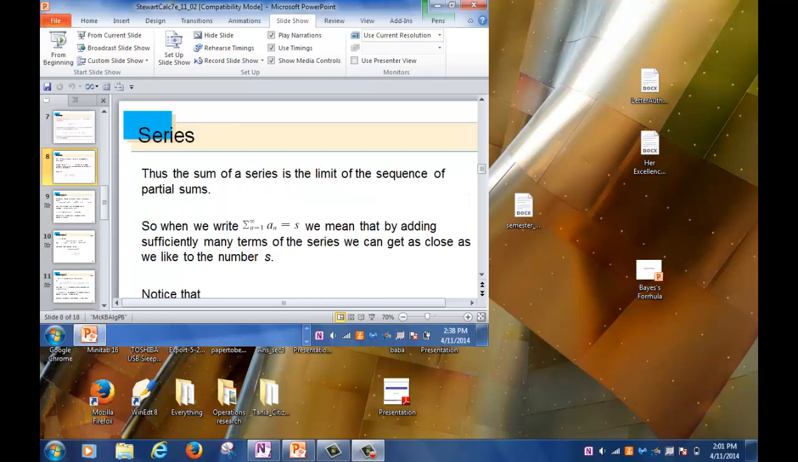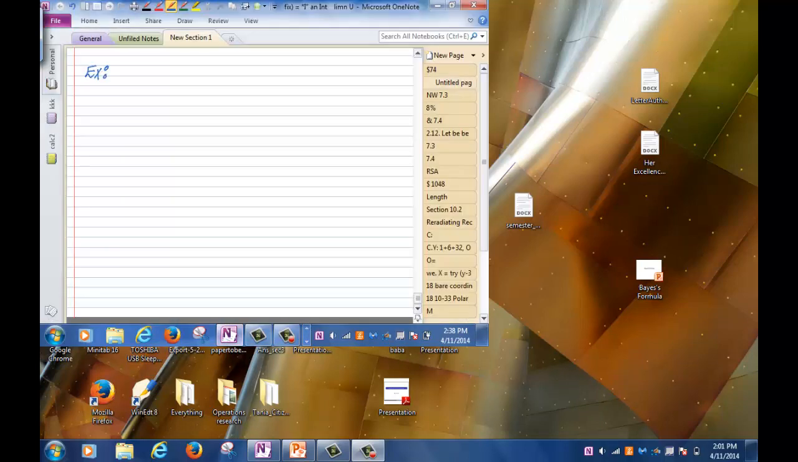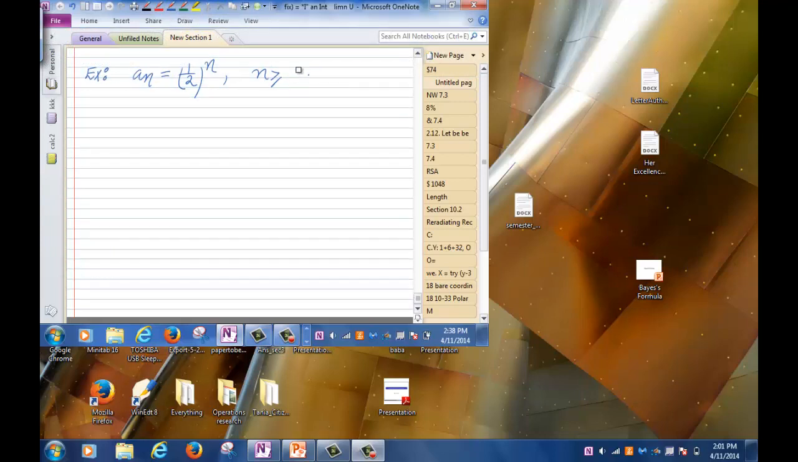Okay, so here's another example. Let's say I have the following sequence. An is half to the n, and I am going to assume that n is larger or equal to 0. So I'm going to start at 0, if that's okay. It doesn't really matter whether I start at 0 or not. No, actually, let's just start at 1, just to make it the same as what I had in my slides. Okay. So let's say this is what I have. So what's the corresponding series?